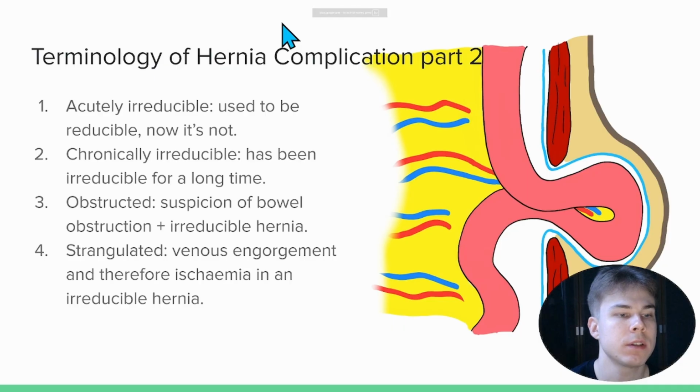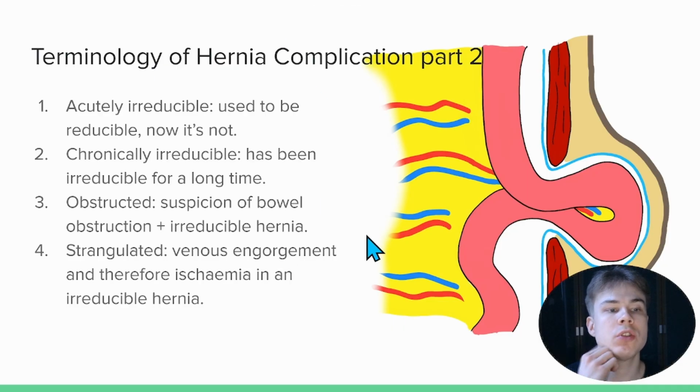Now for the answers. An acutely irreducible hernia is one which used to be reducible, but has within an acute time frame become irreducible, and is often associated with the onset of new symptoms. A chronically irreducible hernia is a hernia that has been irreducible for a long time, and making this distinction clinically, which comes from your history, is important because that tells you about the urgency of surgical intervention.